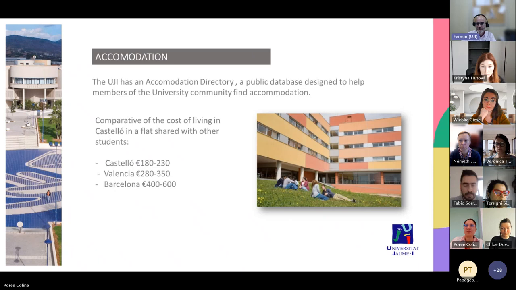Regarding the accommodation, I think that these prices were before the inflation period. Now they are a bit higher. In Castellón, you can find a shared flat. It's the option that we highly recommend, between 200 and 250 euros, I would say. It's much cheaper than Valencia or Barcelona. And the best for you is that if you are in Castellón, as I have told you before, you are very close to these other two major cities, even to Madrid, and you can take advantage of this if you plan to come to Castellón to travel to these other major cities in Spain.